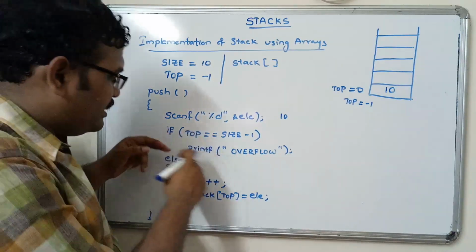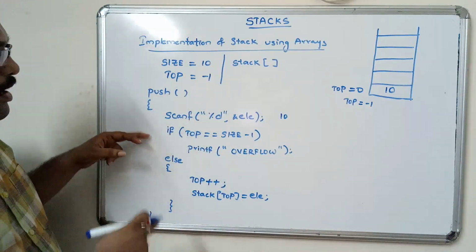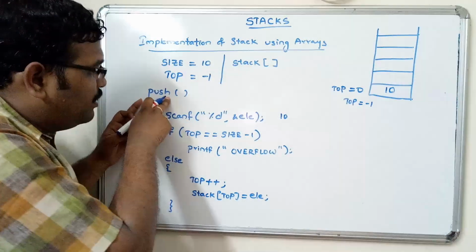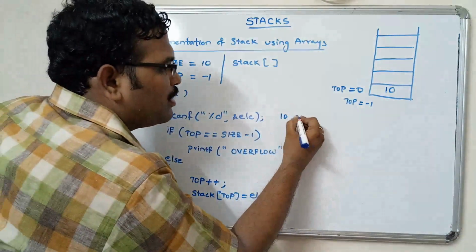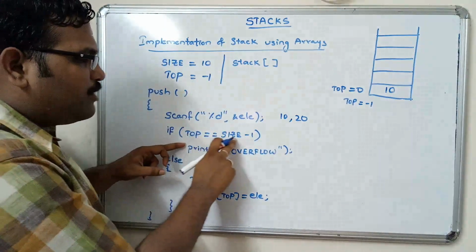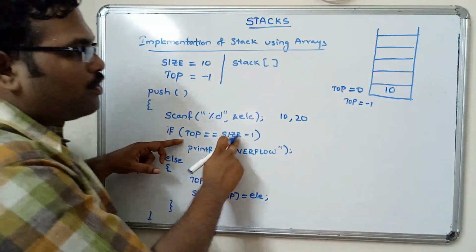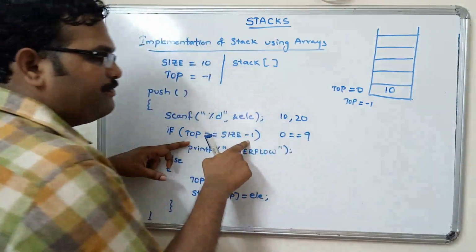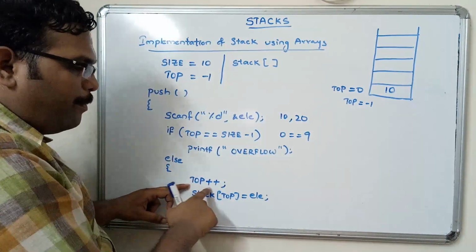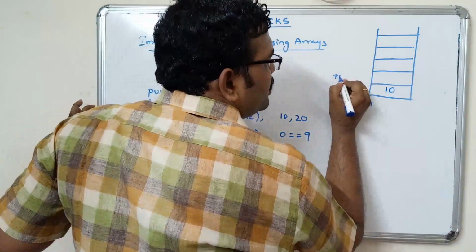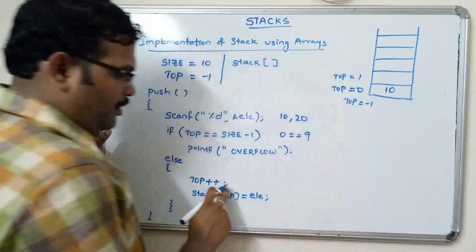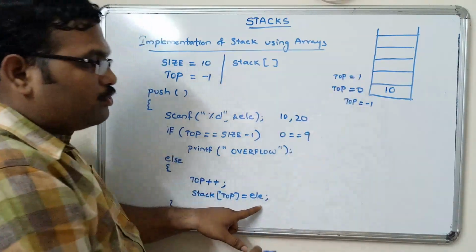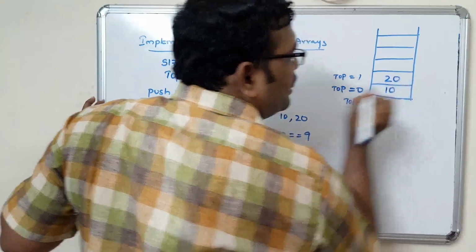Coming to the second iteration, if you apply this push operation again, it will read an element. Let it be 20. Top is equal to size minus 1? Top is 0, is it equal to 9? Condition fails. Again, top plus plus. Now top is equal to 1. Stack of top, stack of 1 is equal to 20. So 20 will be inserted here.